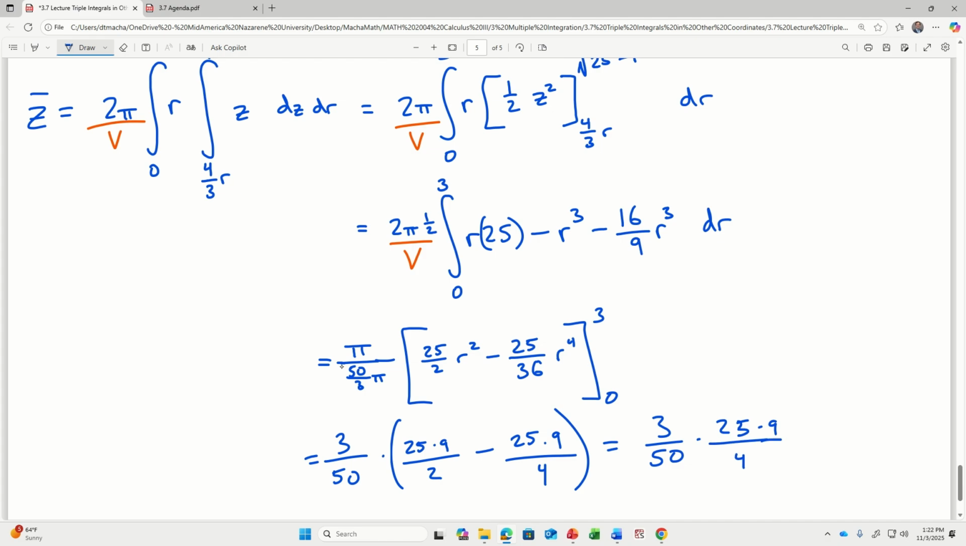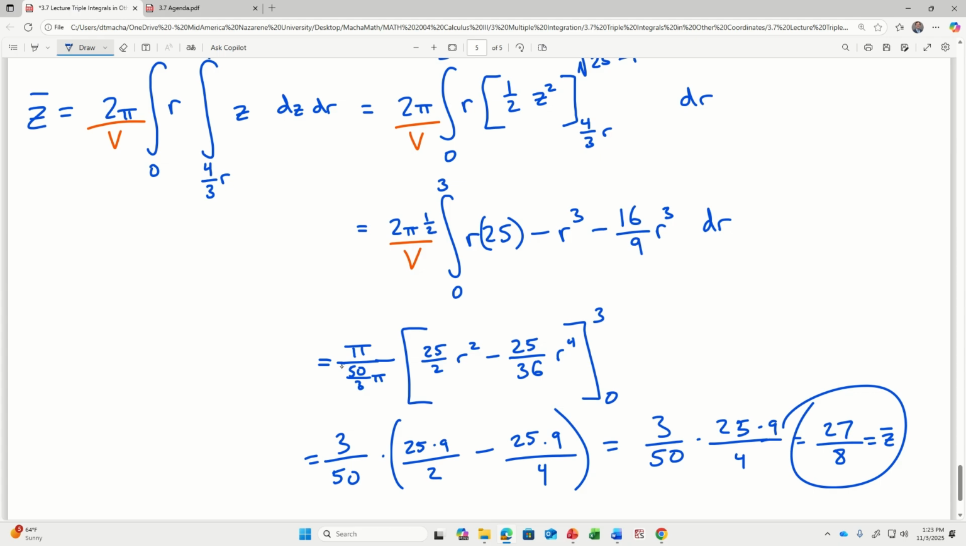So the 25 and the 50 make 1/2. The 9 times 3 makes 27. So it's going to be 27/8. And that's the z coordinate for my center of mass. 27/8, that's a little bit more than 3. 24/8 would be 3, so 27/8 is like 3.375.